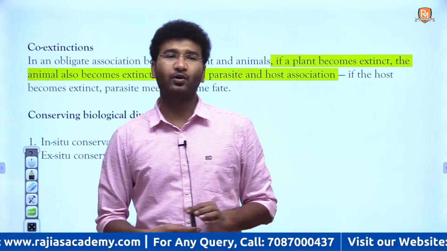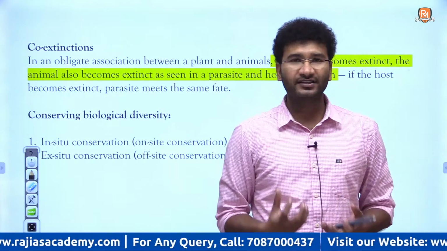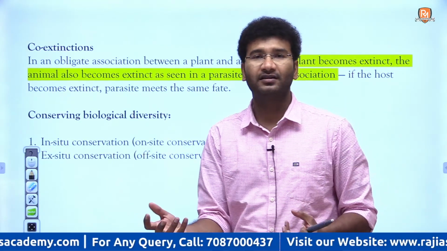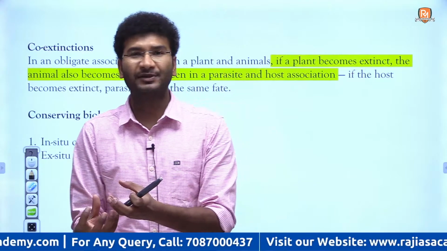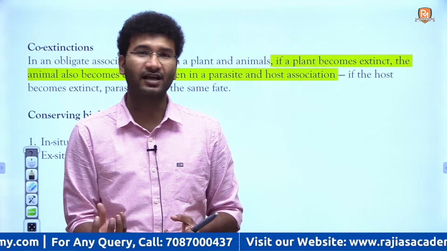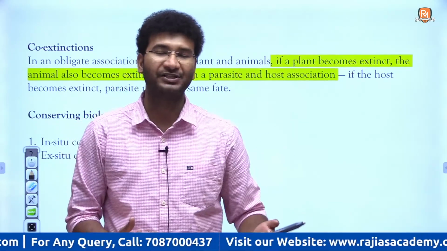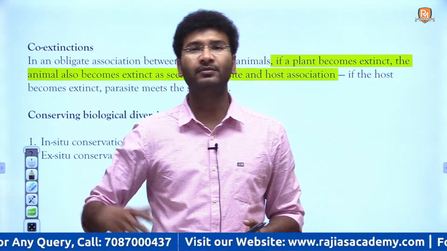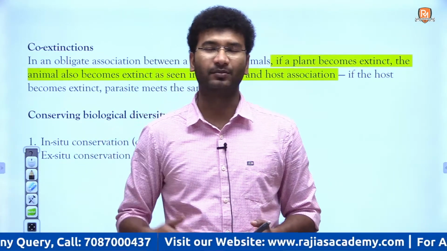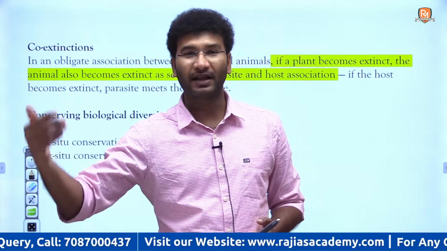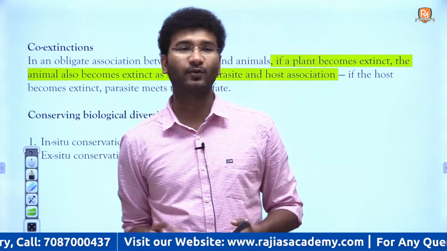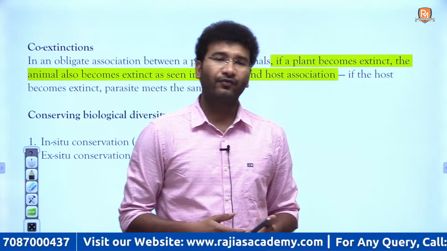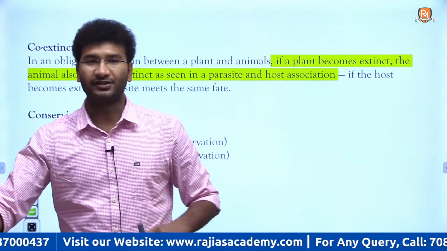See, co-extinction means in this world every species is dependent on another species. That means their existence and their survival also depends on other species. You take an example, if a plant becomes extinct, the animal that eats this plant will also become extinct, because over a period of time this animal cannot get the food that it requires, right. Now for this, let us try to understand through an analogy.